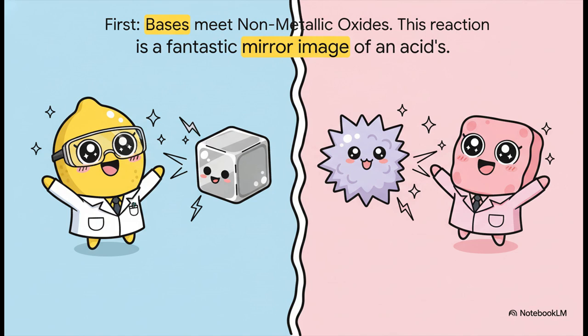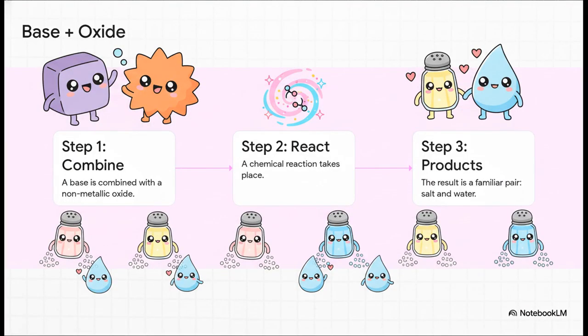Okay, and this first reaction is fantastic because it's a perfect mirror image of what we saw earlier. Remember how acids react with metallic oxides? Well, bases do the opposite. They prefer to react with non-metallic oxides, stuff like carbon dioxide. They really are total opposites. And would you look at the result? Notice the pattern here? The products are a salt and water. That should be sounding very, very familiar by now. It's that classic outcome whenever acids and bases get involved.